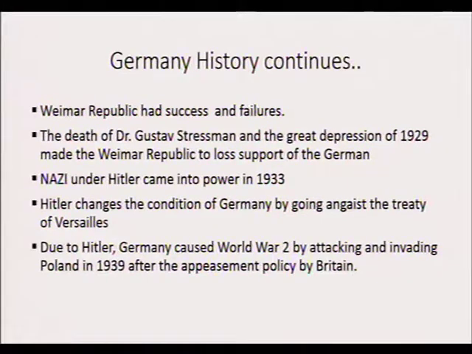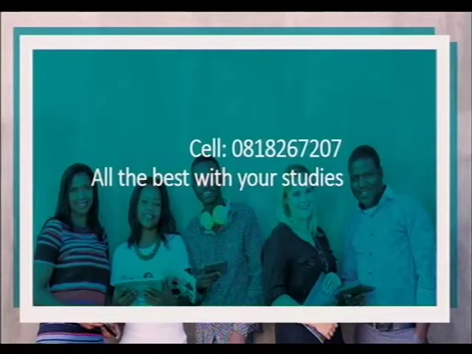However, due to Hitler, Germany caused World War II by attacking and invading many countries. The last, which is Poland. That is why Britain and France declared war after the appeasement policy, meaning they make him proud and happy by accepting his condition of taking Czechoslovakia, but Hitler went further to attack Poland in 1939, and then war started again.